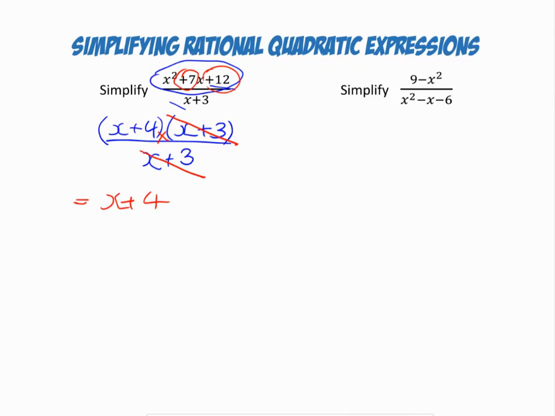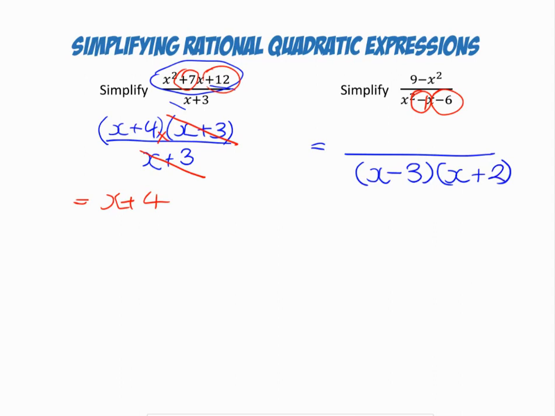Okay, if we move to the next one, here we've probably got two things that need to be factorised. So we'll look at the bottom line first. There's no common factor. So we need two numbers that multiply to get -6 and add together to get the -1 in front of the x. So those two factors will be x minus 3 and x plus 2.